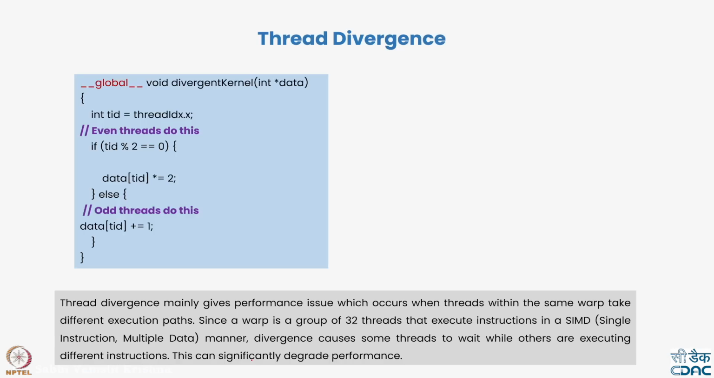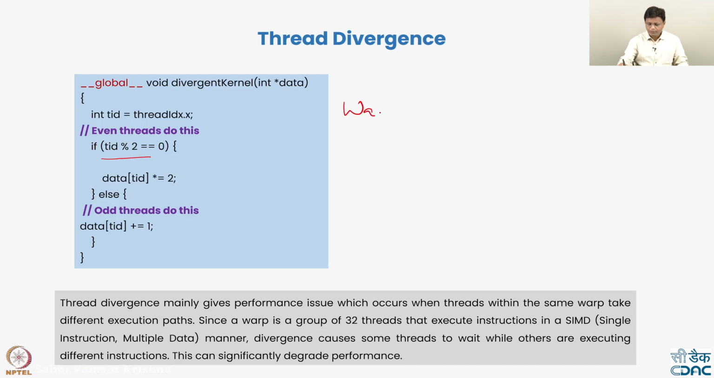Because of those conditional statements, some threads may follow a different execution path than others. In simple terms, whenever a conditional statement is detected in a program flow, threads within a warp may follow different execution paths to compute their operations. So, basically what is happening here? You can see in this simple code, I have a conditional statement.